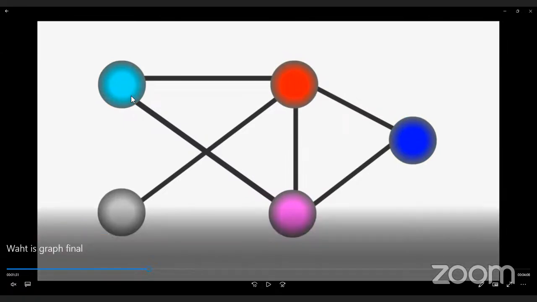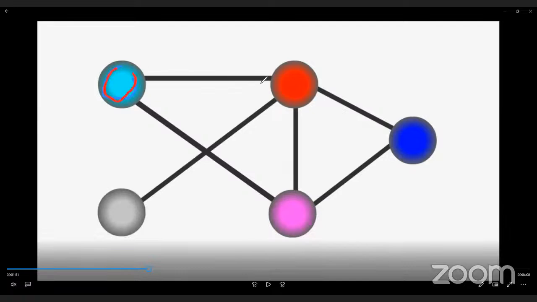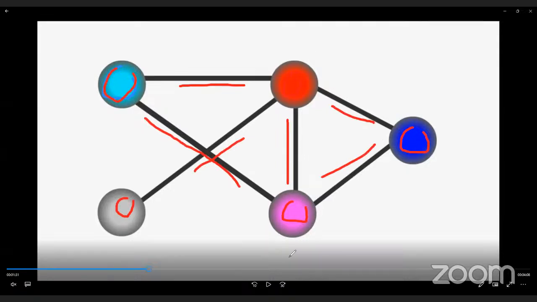A graph consists of vertices. The singular is vertex, the plural is vertices. So one vertex, two vertices, three vertices. These are the vertices: this is a vertex, vertex, vertex. So there are 5 vertices. And these are called the edges.